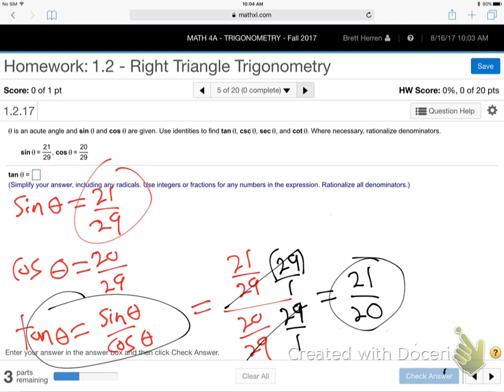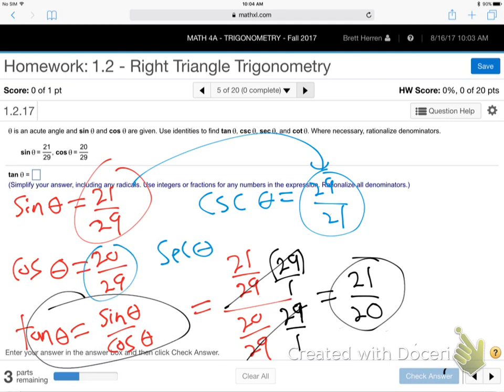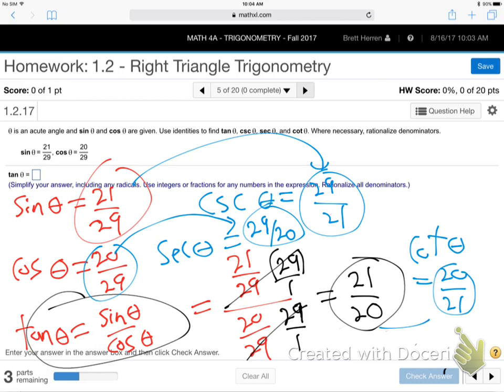Just flip it, flip it, flip it. So cosecant of theta is, flip it, 29 over 21, and secant of theta, flip it, is 29 over 20. And cotangent of theta, flip it, 20 over 21. Done for the other three. So all we really did was say, hey, tangent is sine over cosine, simplified it, and then flip it, flip it, flip it for the other three.